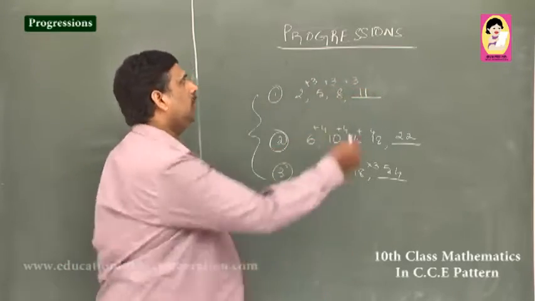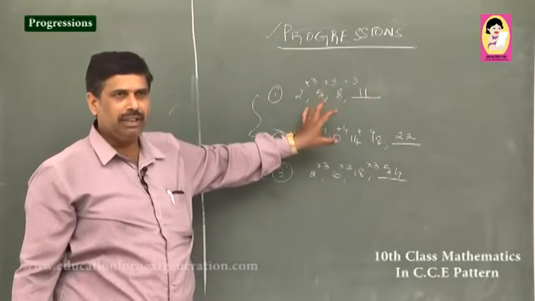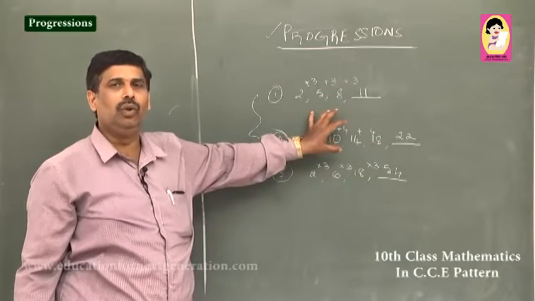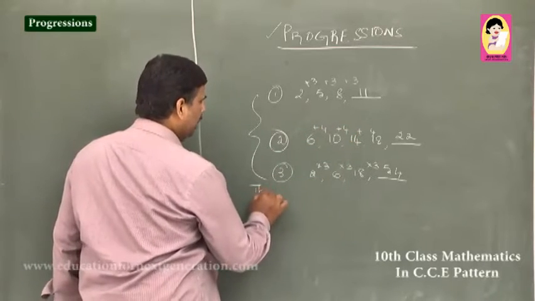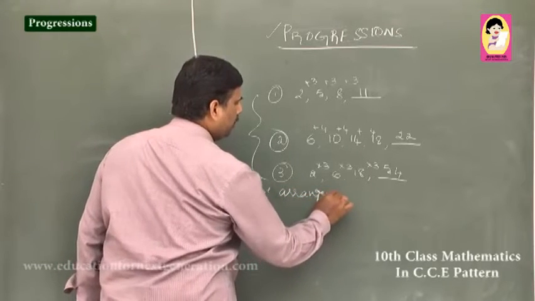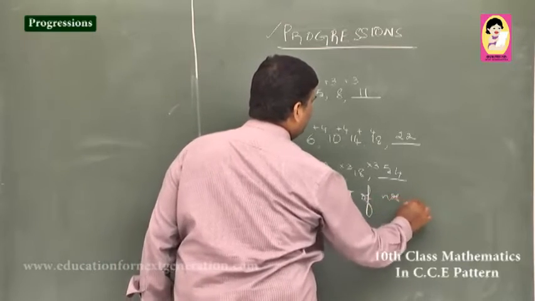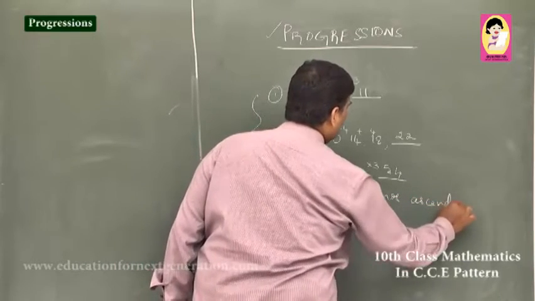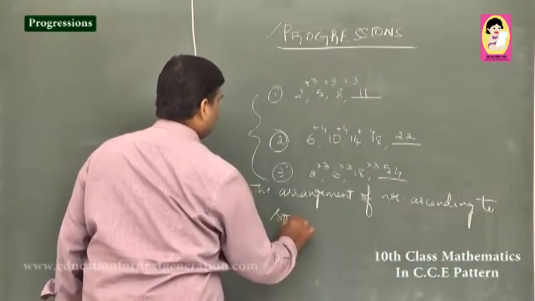So that is progressions. So what do you mean by progressions? The arrangement of numbers according to some rule are called progressions. So how do you define progressions? The arrangement of numbers according to some rule.